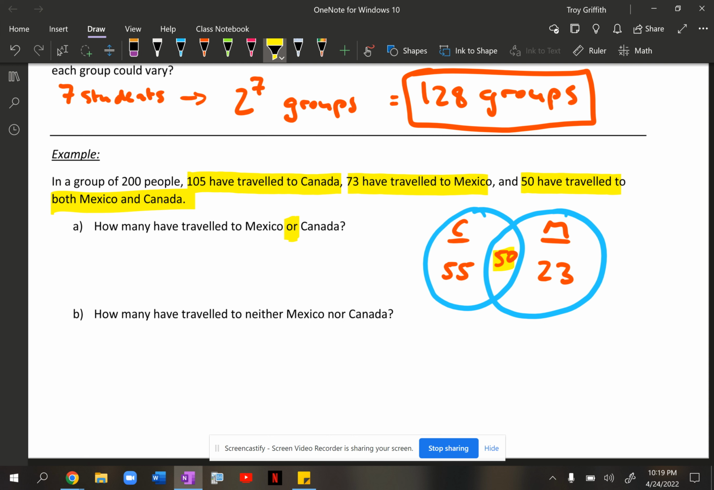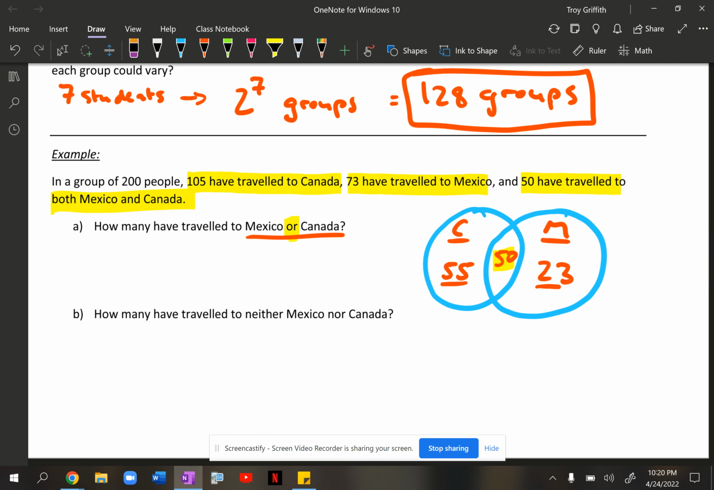Okay. So oftentimes when I get this question at first, what students will do is they'll be like, Mexico or Canada. Well, it can't mean both. So the answer must be 55 plus 23. There's 55 people that have been to Canada and 23 that have been to Mexico. But if this is all you do, what you're doing here is you're leaving off the people that went to both, which would still fall into this category of having been to either Mexico or Canada.